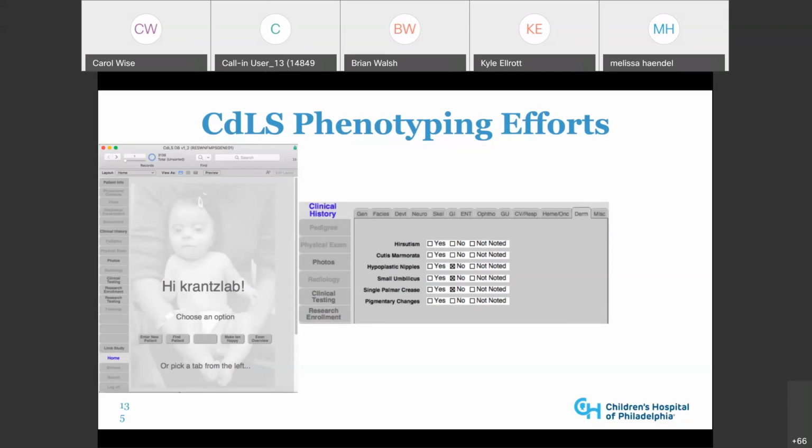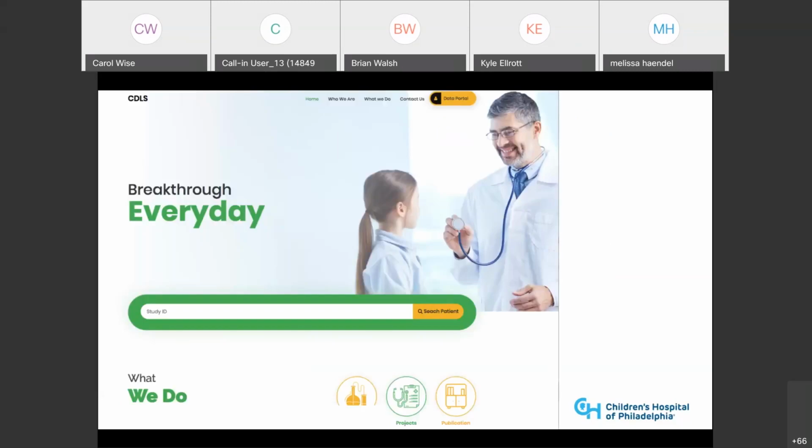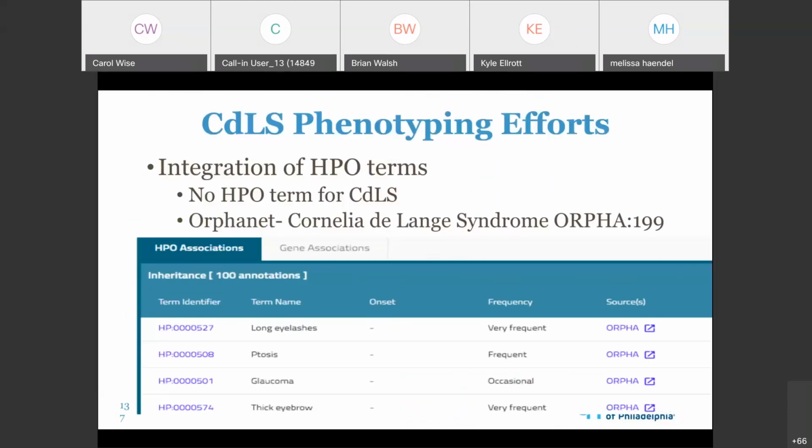So on the next slide, I have here, we did establish a new database. It's a database that's on a MySQL platform, which allows for sharing and transferring of data for future collaborations as well. And on the next slide, how we started with characterizing HPO terms: there's not an HPO term for CDLS, but the Orphanet term for CDLS did have 100 annotated HPO terms already associated with this diagnosis. So we felt that was a good place to start in terms of standardizing this process. So we pulled all of those HPO terms and they were put into our database.